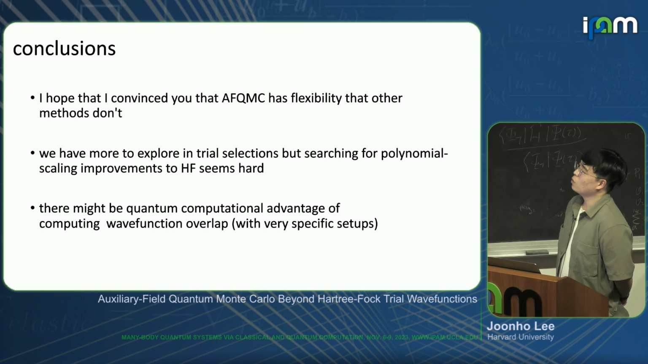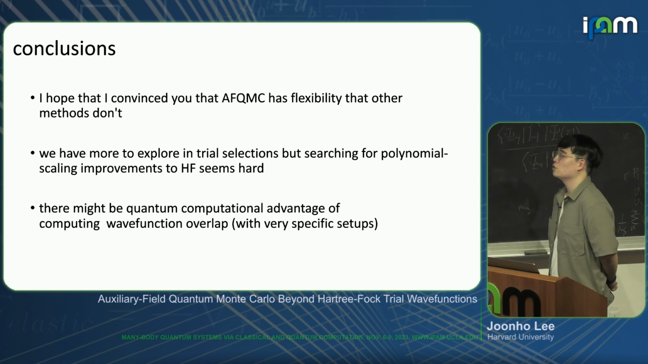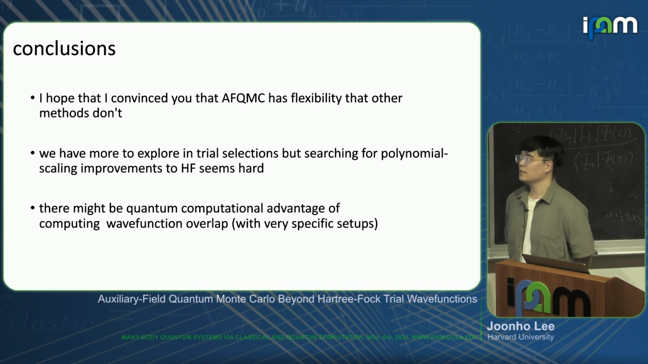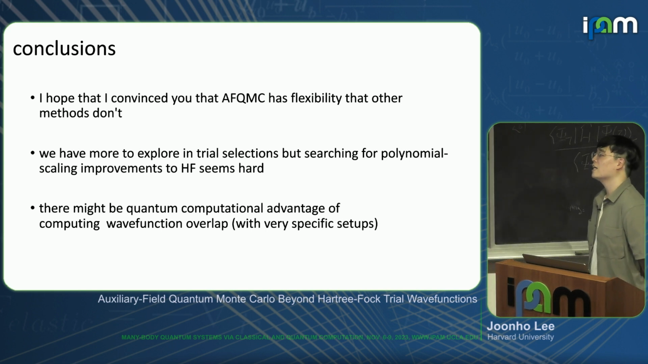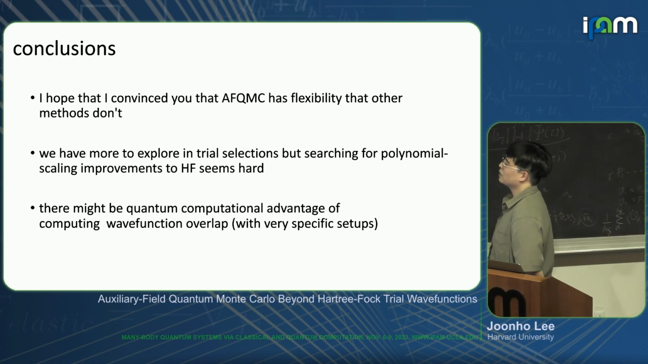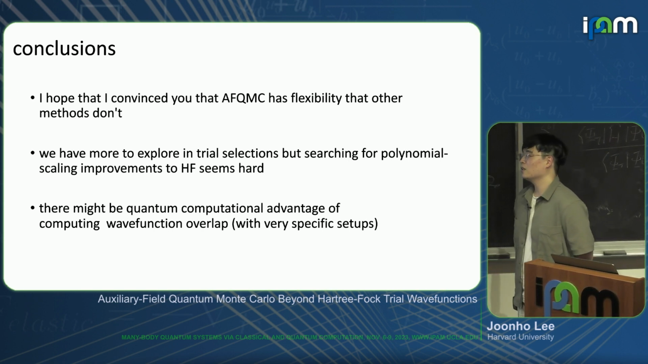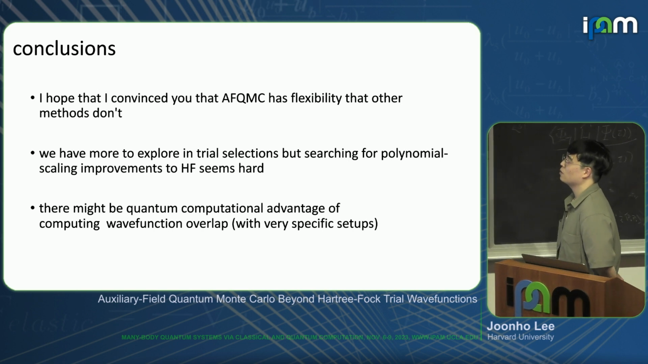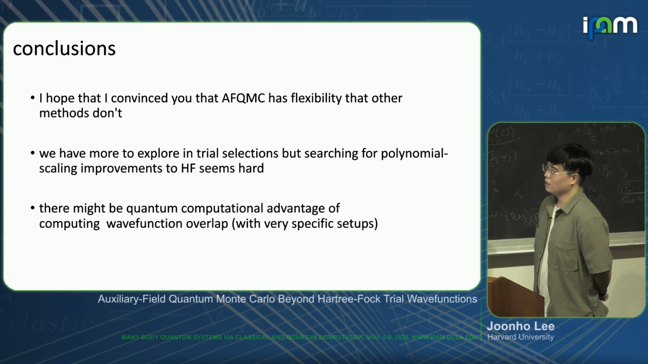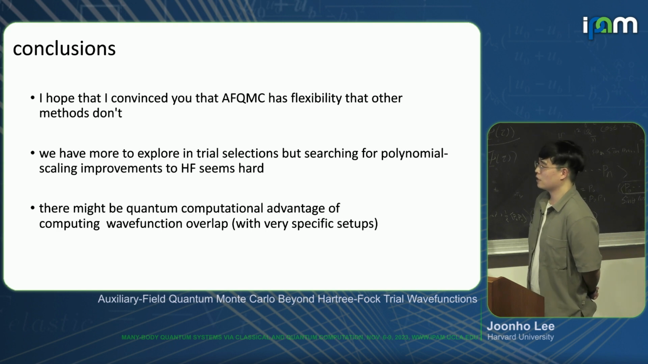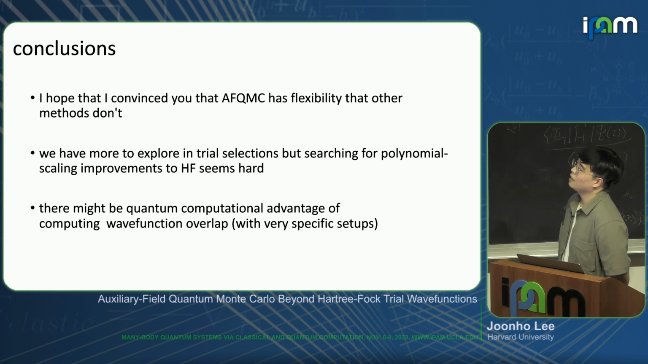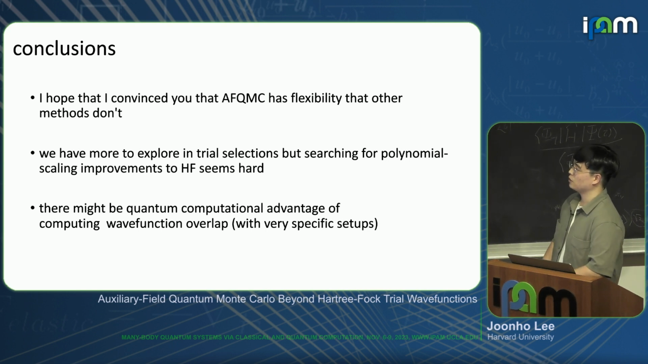I do want to have a polynomial scaling improvement to Hartree-Fock, something that doesn't scale exponentially, but this seems very hard. I haven't had good success. I didn't get to this part, but I think there might be an opportunity for demonstrating quantum computational advantage of computing wave function overlap. But it needs to have very specific setups because your overlap can't decay exponentially too quickly for quantum computers to compute very well.